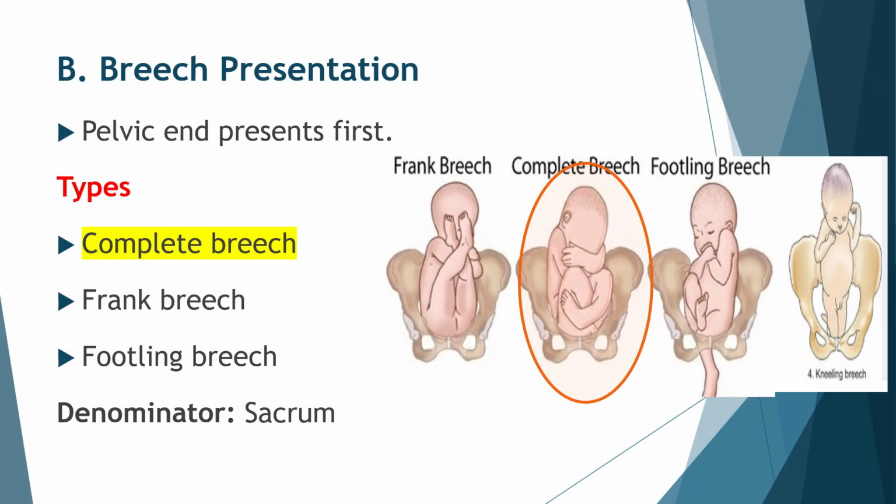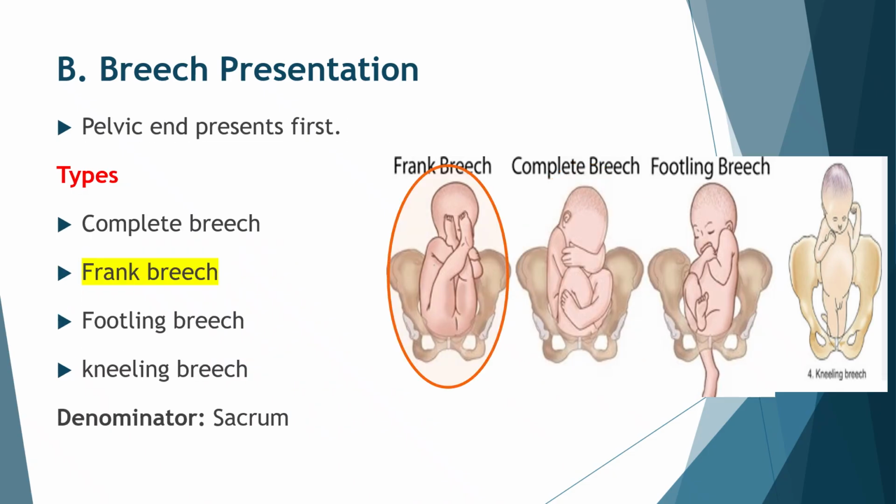In this type, the baby's hips and knees are both flexed, so the baby appears to be sitting cross-legged inside the uterus. Both the buttocks and feet are near the pelvic inlet. The second type is frank breech, which is the most common type of breech presentation. Here, the thighs are flexed at the hips, but the legs are extended upwards towards the baby's head. In simple words, the baby's buttocks present first, while the feet are positioned near the face.